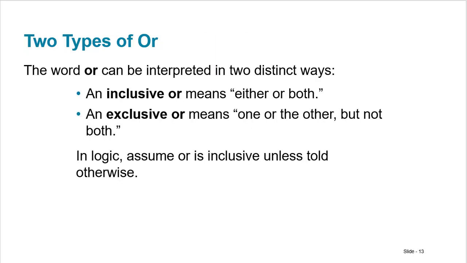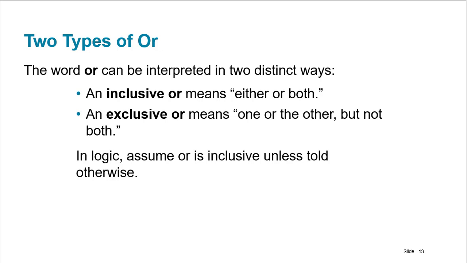So let's say your parents are a little more lenient. And instead of you have to do both to get your allowance, they say to get your allowance, you just have to take out the trash or clean your room. Well, there are two types of or. There's what's called the inclusive or, where you can do either or both and it's still good. Or there's the exclusive or, which means you can do one or the other but not both. When we're dealing with logic, we always assume we are using the inclusive or unless we're told otherwise.